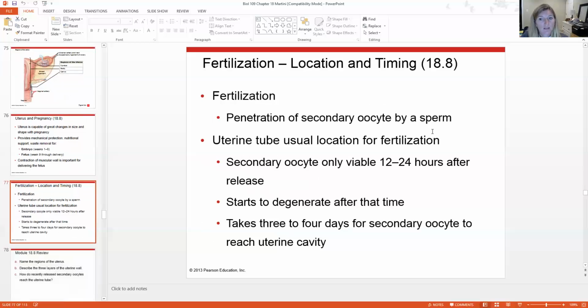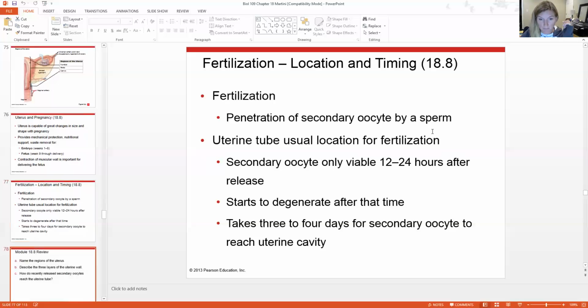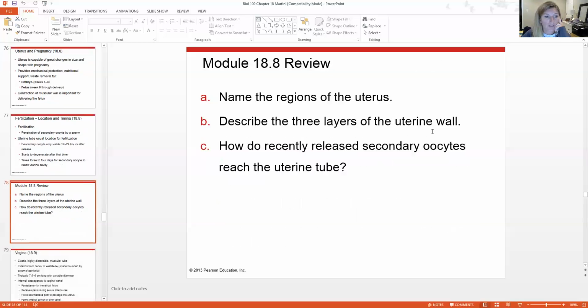Fertilization is when the secondary oocyte is penetrated by a sperm. The uterine tube is usually the location for this. So the secondary oocyte is typically only viable for about 12 to 24 hours after it's been released from the ovary. Otherwise, it will start to degenerate. Doesn't mean that fertilization is impossible, just means it's not very likely. So it takes 3 to 4 days for that secondary oocyte to reach the uterine cavity. You can pause the video here and answer these 3 questions.